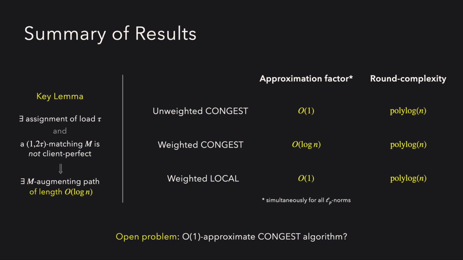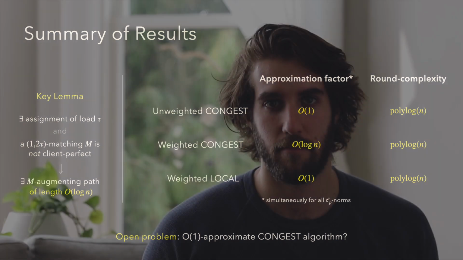To wrap up, on the right are the main results of our work. In this talk, we covered the unweighted CONGEST algorithm and the weighted LOCAL algorithm. The key structural observation that we exploited in the design of our algorithms is the key lemma on the left. The natural next step left open by this work is to obtain a constant factor approximation in the CONGEST model when clients are weighted. Here, we're really only missing one building block, and I'm happy to talk more about this missing piece if anyone's interested. Thank you.